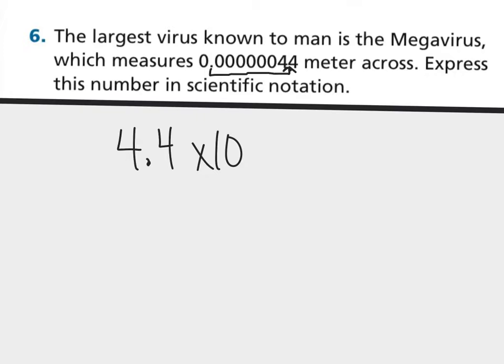So if you count that out, sometimes it's hard to keep track. So what you might want to do is physically say 1, 2, 3, 4, 5, 6, 7. And since this is a small number, we're going to have a negative exponent because we would have to divide by 10 to get back into standard form. So 4.4 times 10 to the negative 7th power.